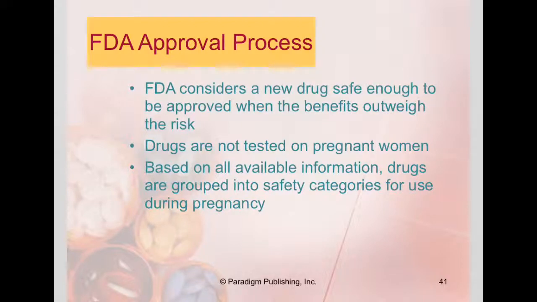The FDA considers a new drug safe enough to be approved when the benefits outweigh the risk. Drugs are not tested on pregnant women. Based on all the available information, drugs are grouped into safety categories for use during pregnancy. If you ever see a drug that's classified as an X classification for pregnancy, that means a pregnant person absolutely cannot take that medication. It causes severe defects in the birth of the baby.